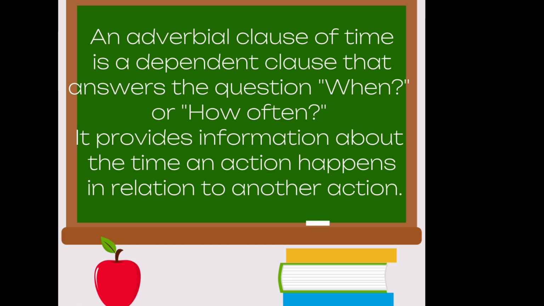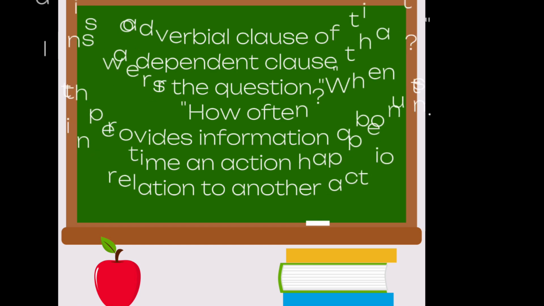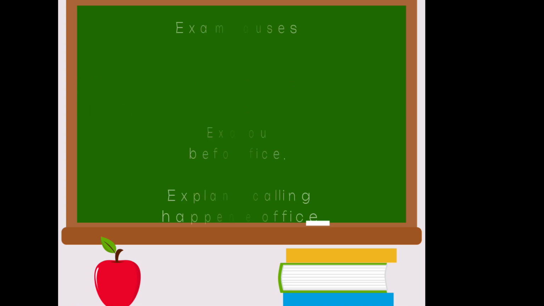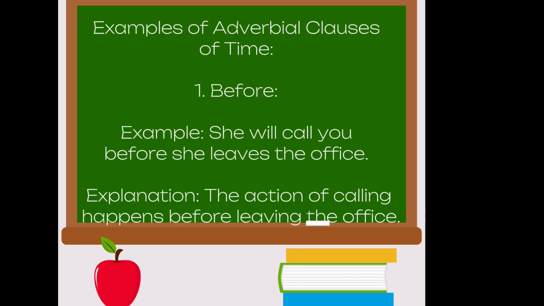So words just like before, when, while, as soon as, until, since, and show time adverbs. So let's see one by one with its explanation. Let's see about before. Before shows an action happens before another action, an action which happens before another activity, that means.